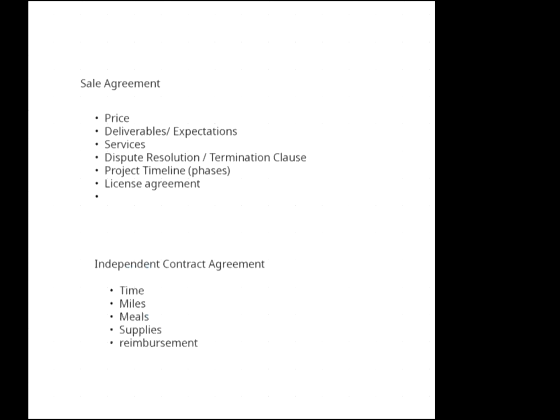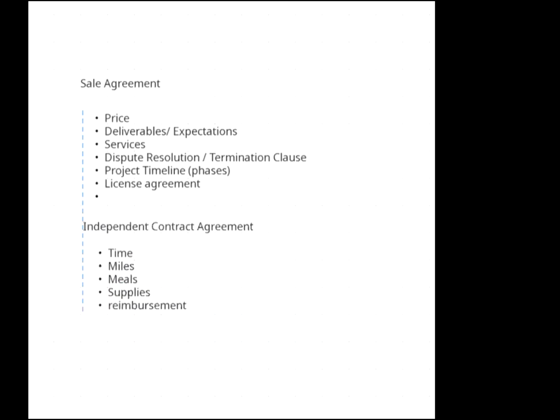So we have this, right? We have the sales agreement, we have the independent contractor agreement. What other provisions should go in here? We have dispute resolution, termination clause, project timelines, reimbursement. What else are we looking at? What do you think? Anybody? Think about some of the contracts that you've seen or you might have been offered for your own business. What kind of provisions would you put in your contract?